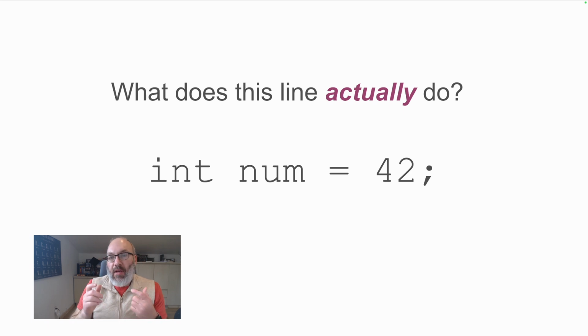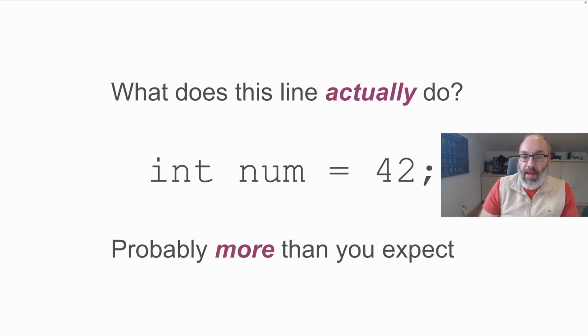Okay, so if I give you this line and I ask you, what does this line actually do? It's a seemingly very simple line. You have an integer called number, of type integer, and it gets the value 42. The reality is that this line probably does a whole lot more than you actually expect. If we unpack just this one line, we're going to see a whole lot more of what's going on with pointers. And it's important to really understand what's happening here.